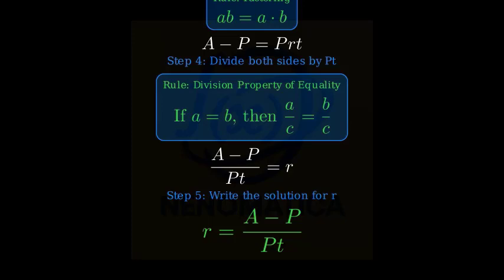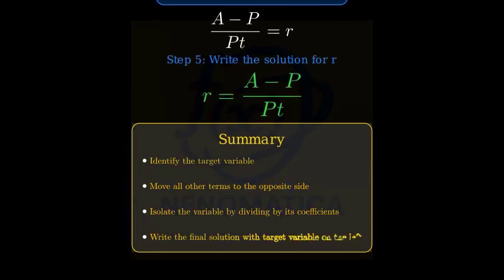Let's summarize what we've learned. To solve for a specific variable in a linear equation with multiple variables, first, identify which variable you're solving for. Next, isolate the term containing that variable by moving all other terms to the opposite side of the equation. Then, if the variable is multiplied by constants, divide both sides by those constants to isolate the variable. Finally, write the solution with your target variable on the left side. This technique can be applied to any linear equation, regardless of how many variables it contains.